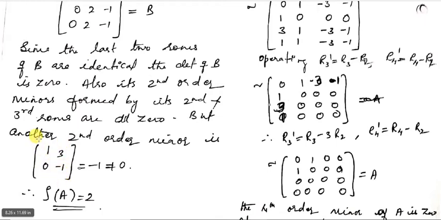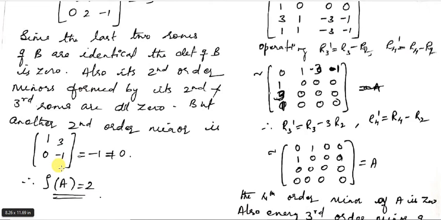If we expand this determinant, we obtain its value as minus 1, which is not equal to 0. So according to the definition, the rank of the matrix is the order of the minor, that is, the 2 cross 2 minor matrix. So it is 2.